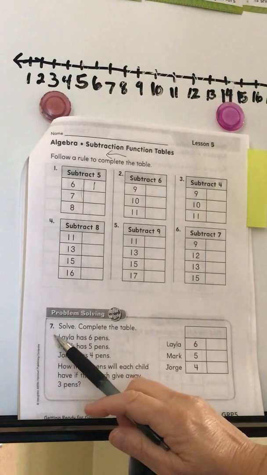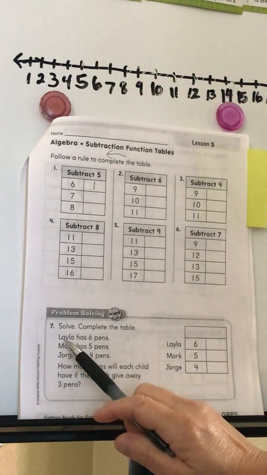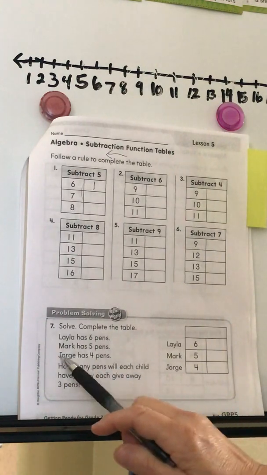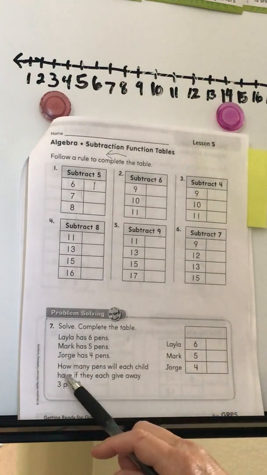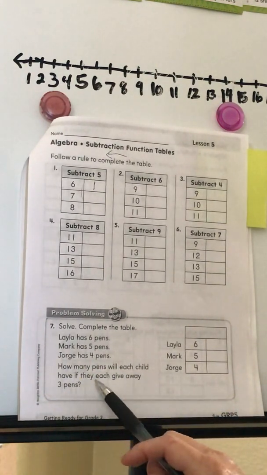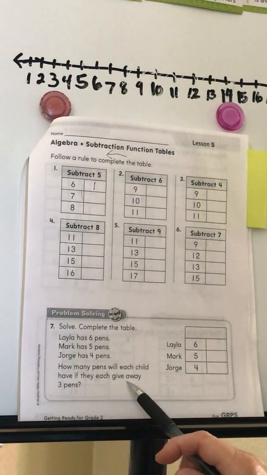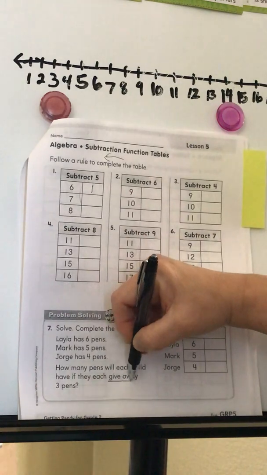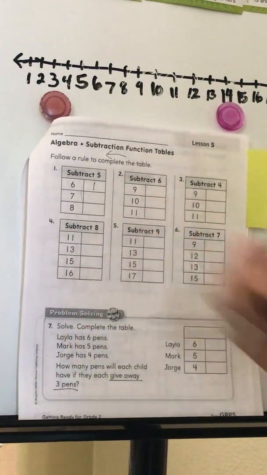Let's look at number 7. Complete the table. Layla has 6 pins. Mark has 5 pins. Jorge has 4 pins. How many pins will each child have if they each give away 3 pins? Okay, so that's important. Give away 3 pins.